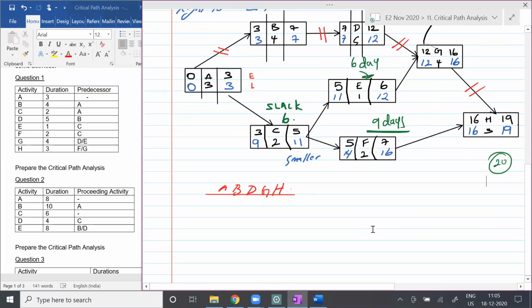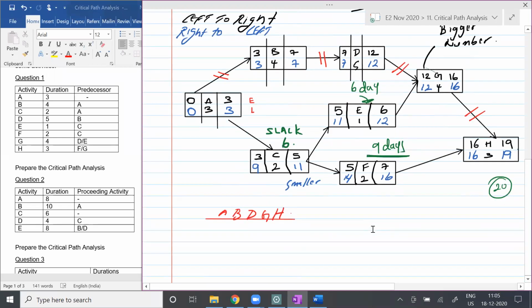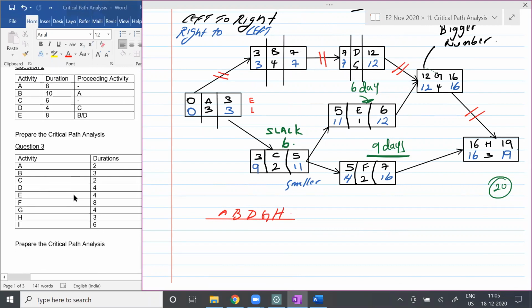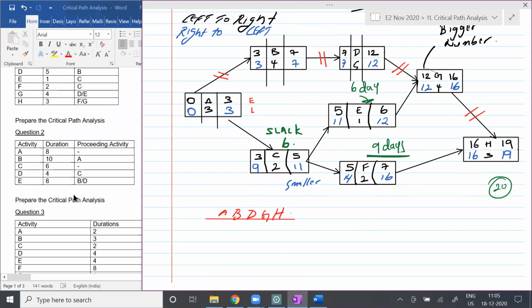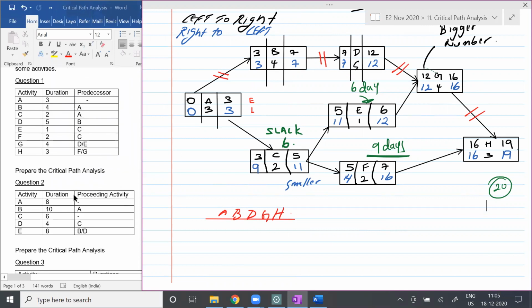So any questions, students? Don't worry, we have a lot of questions to be done. This is the first one we are doing. So any questions you have, you can ask me. No, sir. Clear so far. Maunir, is it clear for you? Yes. Fauzan, is it clear for you? Yes, it's clear. So I think this is the easiest way to understand the critical path analysis.